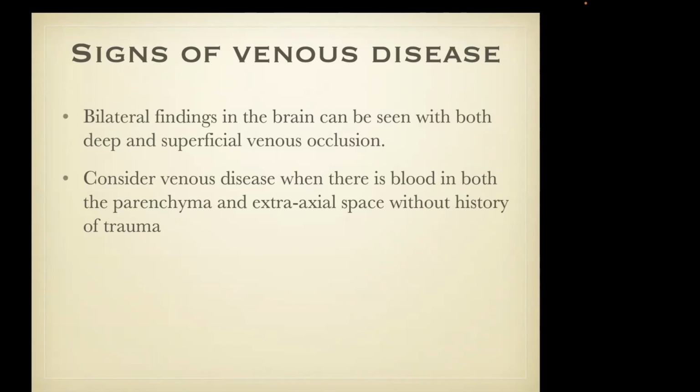At least on imaging, when you see bilateral findings in the brain, this can be either from deep venous occlusion, where you can see bilateral abnormalities, usually in the thalami or basal ganglia. You can also see bilateral findings in the cerebral hemispheres in superior sagittal sinus thrombosis. But again, when you see bilateral involvement, you should think about venous disease. And you should think about venous disease when you see an odd pattern of blood, either in the parenchyma and the subarachnoid space, or the parenchyma and the subdural space. These odd combinations of blood are frequently seen with venous occlusion from venous hypertension.